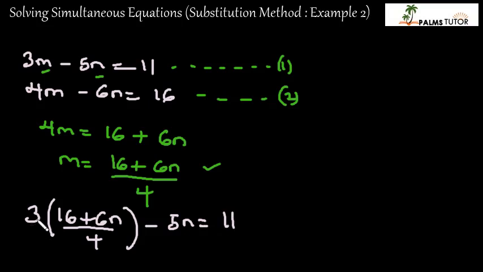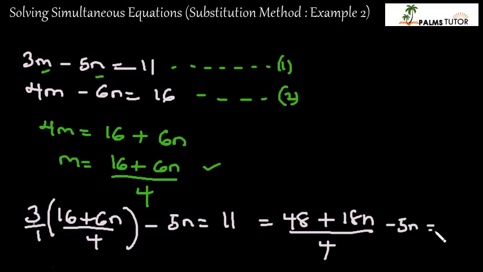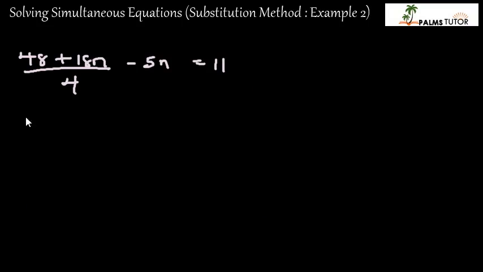You solve for this. 3 multiplied by 16 equals 48. 48 plus 3 multiplied by 6n is 18n. Then we have all over 4, because this here is like 3 over 1, so 1 multiplied by 4 is 4. Minus 5n equals 11. Let me write that somewhere. So we are going to solve for this. This is over 1.